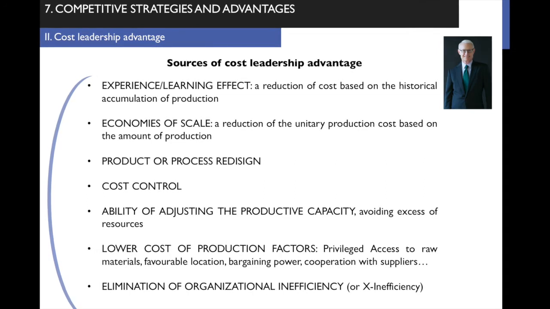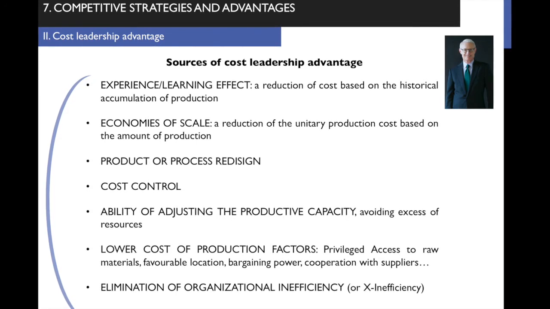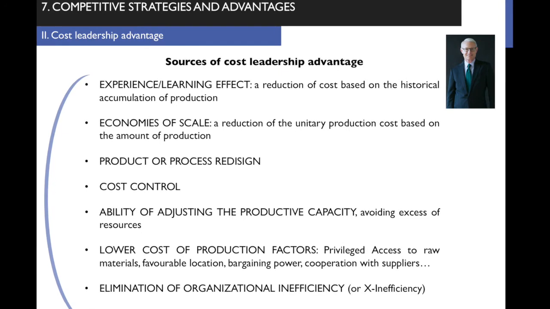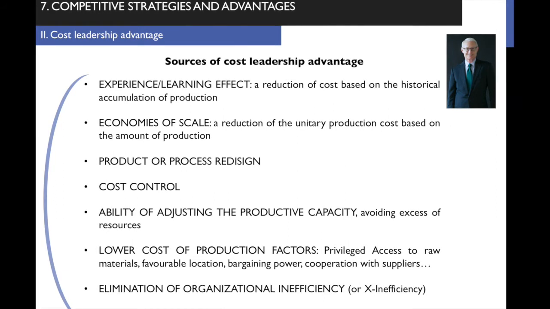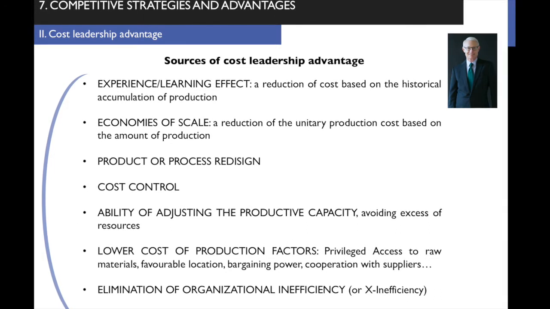Another cost reduction is the economy of scale. Economies of scale is a reduction of the unitary cost based on the volume of production, not on the history, but on the amount that you are currently producing. Okay? So it's different than experience effect or learning effect. Another different thing is that if you produce a lot of units, you will accumulate experience faster. So producing a lot will generate economies of scale right now, and in the future will generate experience or learning effect. Obvious. Okay? What else?